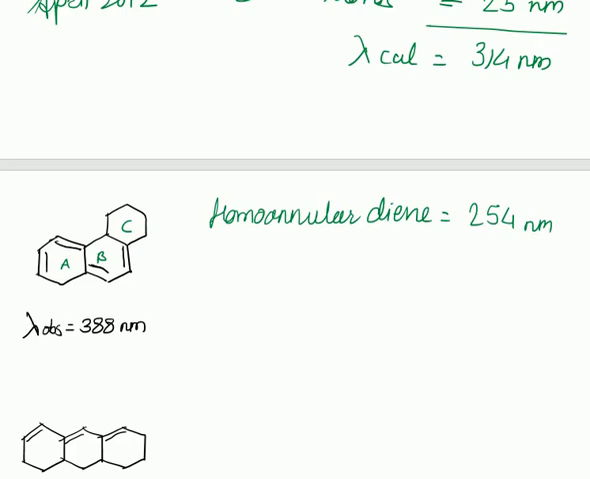Then exocyclic double bond. Now consider the ring A. This bond is exo to the ring A. Now this bond is exo to the ring B, and this bond is exo to the ring C. The total exocyclic double bonds are 3, and each double bond is contributed by 5 value. Total are the 3 exocyclic double bonds, and the total contribution by exocyclic double bond is 15 nanometer.